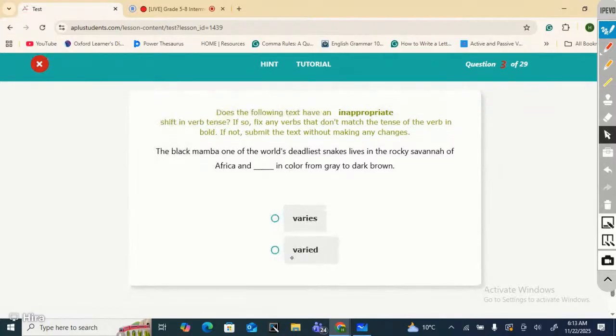The black mamba, one of the world's deadliest snakes, lives in the rocky savanna of Africa and blank in color from gray to dark brown. Which option is correct? First, varies, or the second, varied?